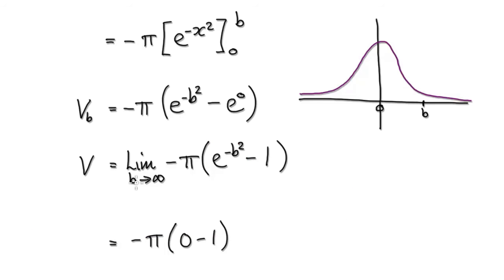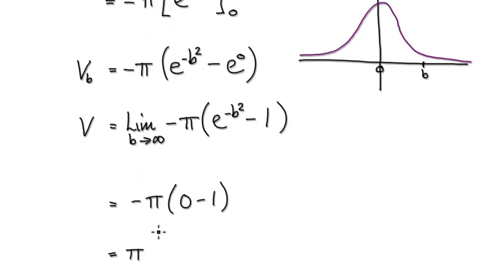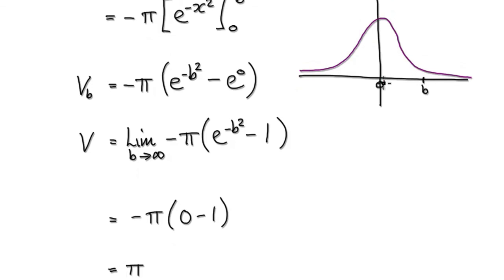So as you take the limit as b heads towards infinity, b squared will be very, very big. You've got a negative very, very big exponent, making this whole thing 0. The other part is just a constant, so it really becomes pi. So the volume of this thing from 0 all the way to infinity, if you revolve it 360 degrees along the y-axis, the whole volume would be given by pi. Okay.